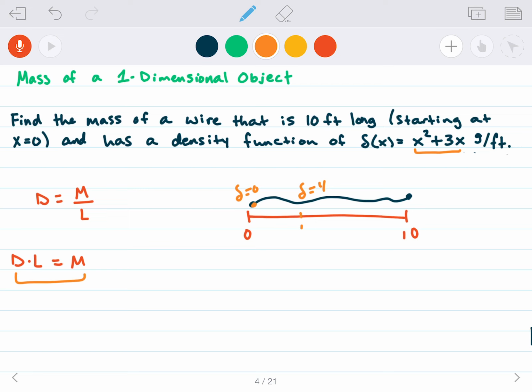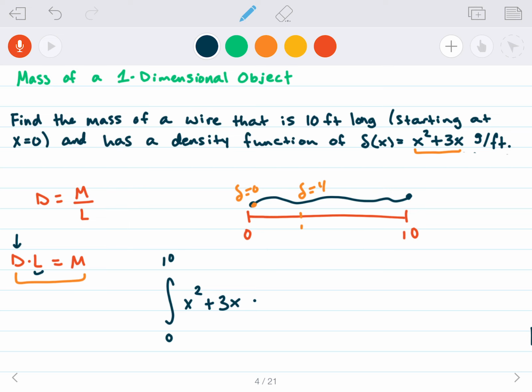So the way that we're going to do this is we're starting at x equals 0, we're going to x equals 10, and the mass is going to be the density function. So this is going to be x squared plus 3x, times the length. I'm sorry, that was 3x, it got erased. Times the length.